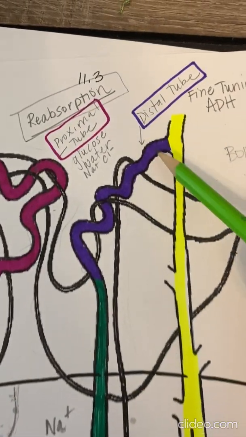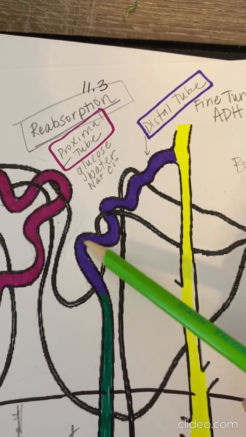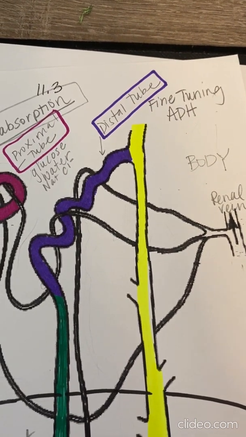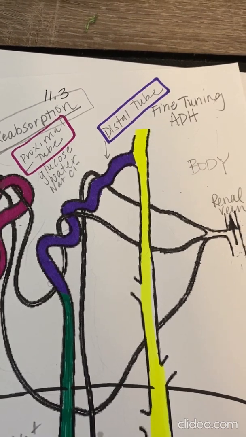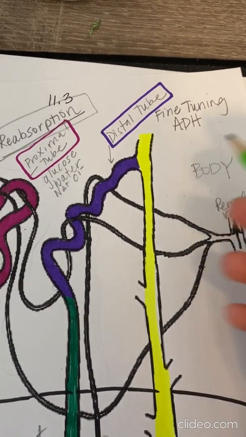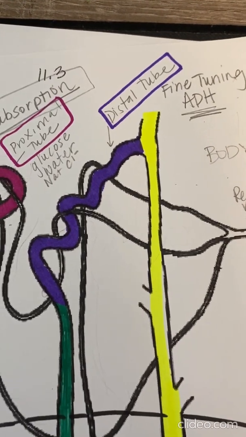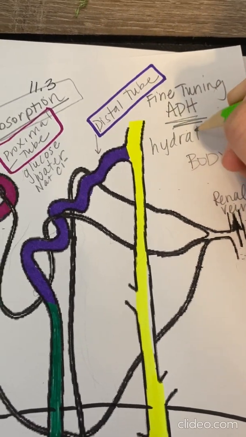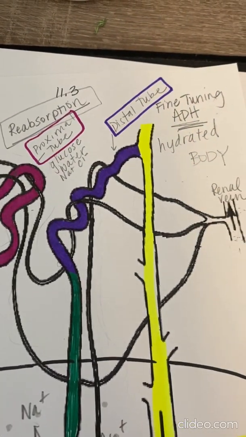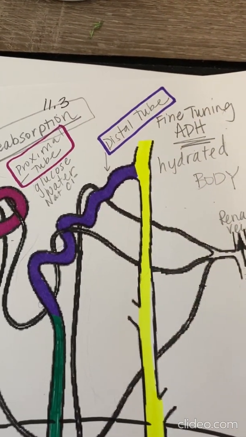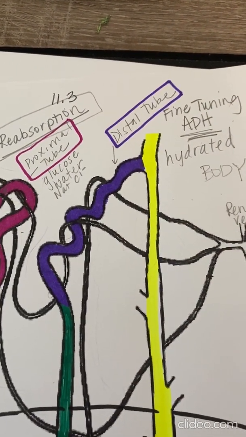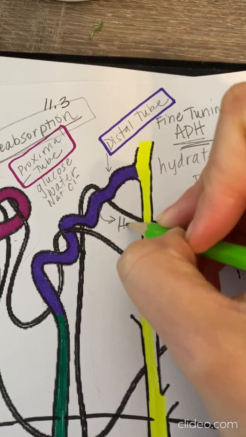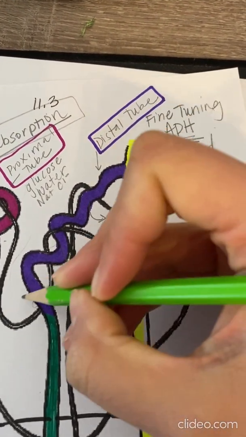So the last part, or the second to the last part, is the distal convoluted tube, which is here in purple. And this is literally just fine tuning. So the solute concentration is fine tuned, and more water will leave depending on this hormone, ADH, antidiuretic hormone. And it all depends on how hydrated you are. So if you are super dehydrated, your brain is going to create this hormone ADH. And when ADH is present, you will lose more water out of the filtrate to keep in your body.